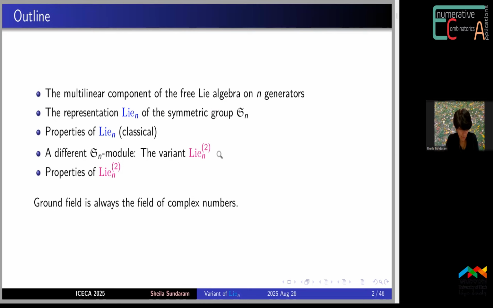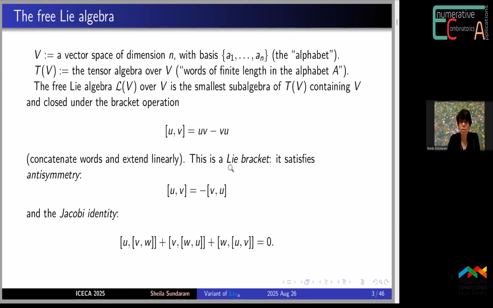And so the thing that I want to highlight here is that I stumbled on this variant doing purely symmetric function manipulations, but it's quite remarkable. It seems to have a counterpart for every property you can think of for the classical Lie n representation. Okay, and everything will be over the complex numbers.